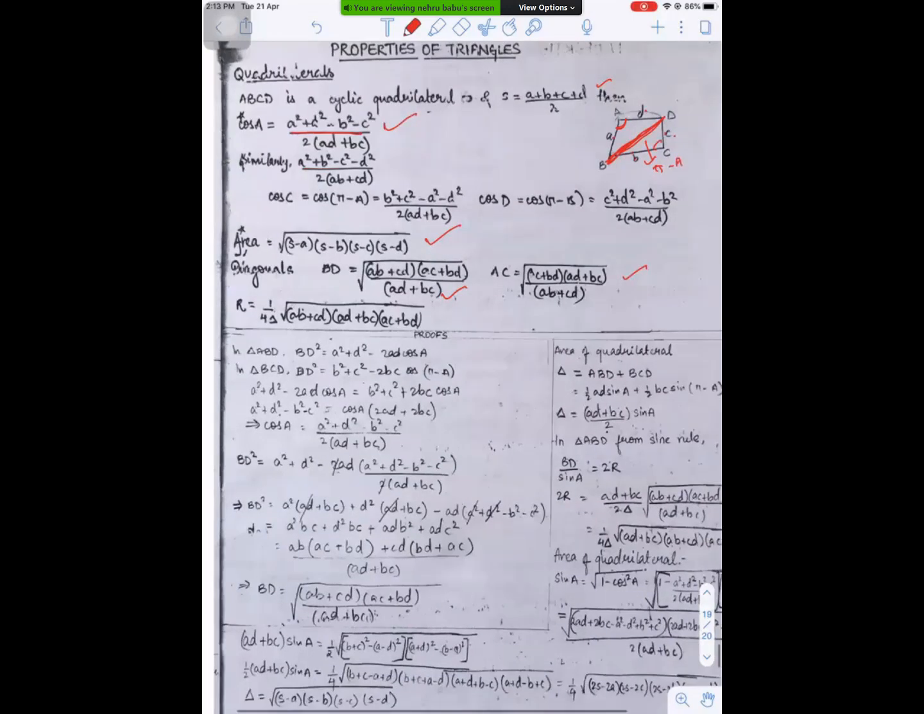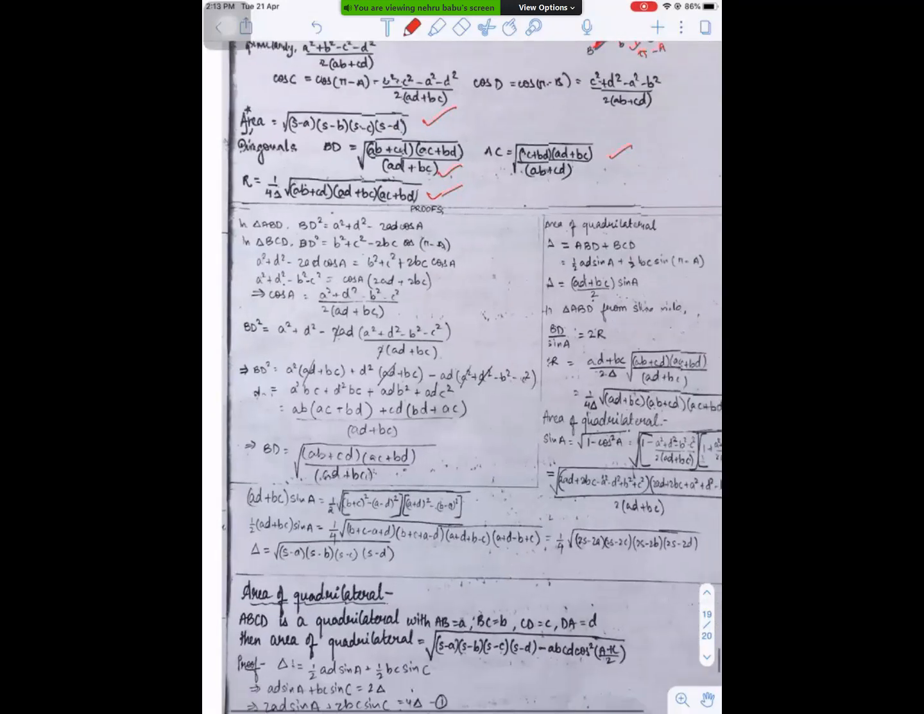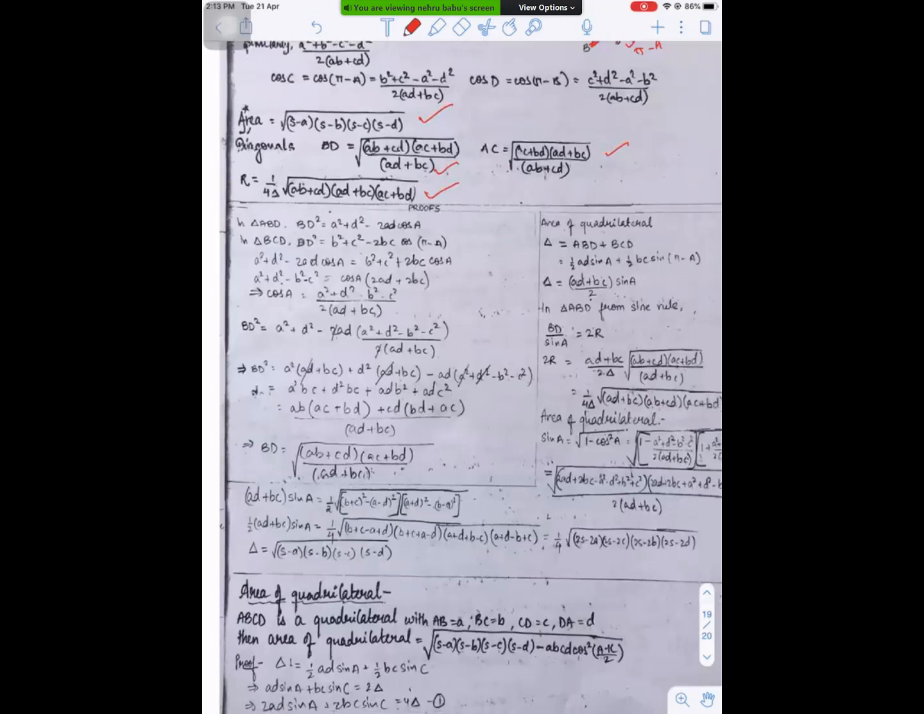And even the circumradius formula we discussed: R equals 1 by 4 delta into (AB plus CD) into (AD plus BC) into (AC plus BD). All combinations. All proofs also we discussed. I'm not going for the proofs now because of these lengthy calculations. If you see, all the proofs are there.